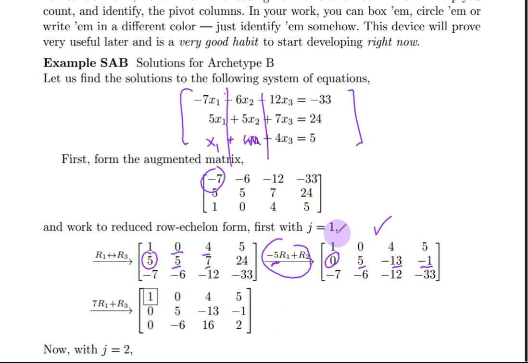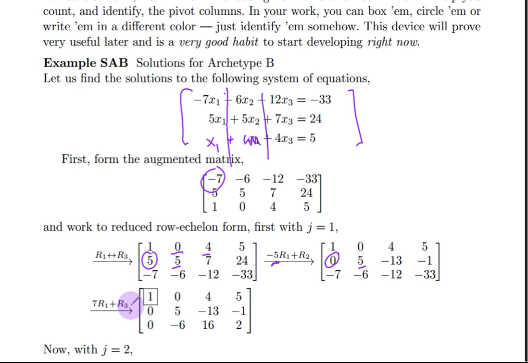What's the next thing I want to do? Well, I want to make this guy into a 0. Remember, I want this to be a pivot column, so I want just a 1 in the first entry. How am I going to make this into a 0? Well, I really only have one choice. If I take 7 times the first row and add it to the third row, then that's going to kill this entry here. So that's the row operation we use here: 7 times R1 plus R3.